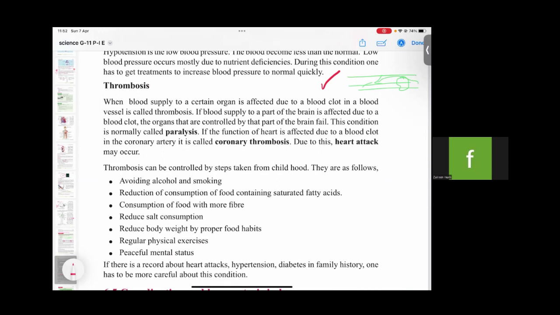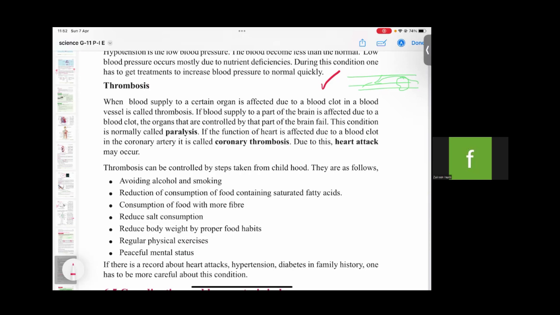This is called thrombosis. If the block is close to the brain, then the blood supply to the brain will fail, and it causes paralysis. And if there is a blood clot close to the coronary artery, there will be coronary thrombosis. And if there is a blockage of coronary arteries, what will happen? You already know, heart attack or heart failure. Anything can happen. So from childhood itself, we have to control thrombosis.